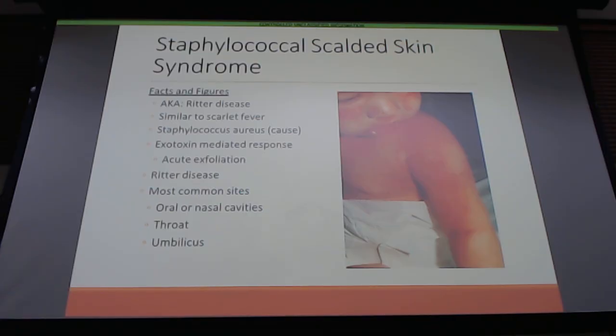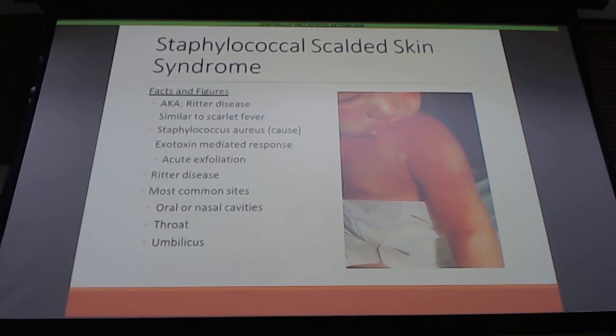This one's called Ritter's disease. Dr. Theodore Ritter discovered this back in the late 19th century. Those things have been around that we know of. It's very similar to scarlet fever, but the toxin in this one is called an exfoliation toxin. And this one turns your skin red, and you may have little blisters on your skin.